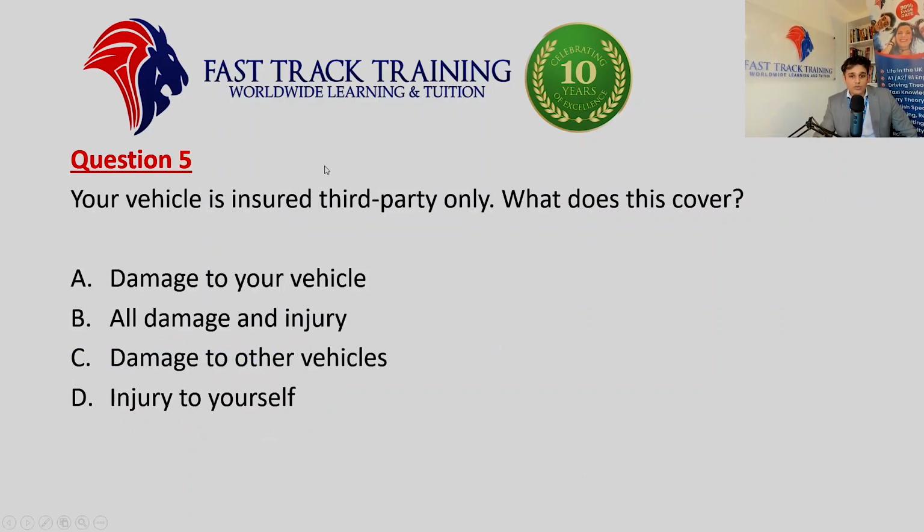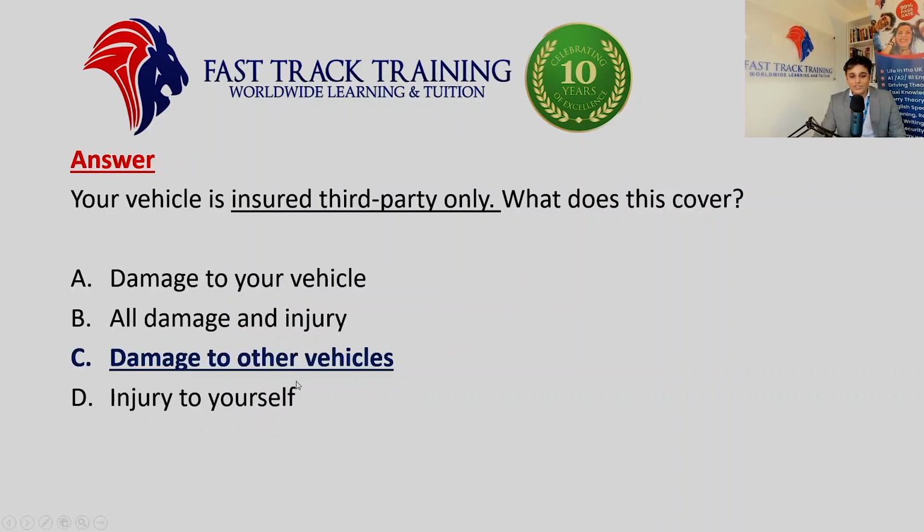Your vehicle is insured with third party only, so you've got legal minimum. What does this cover? Damage to your vehicle, all damage and injury, damage to other vehicles, or injury to yourself? So read this carefully. I gave you the answer before. Try it again. Take your time. Your vehicle is insured for third party only. What does this cover? The correct answer is damage to other vehicles. So third party is damage to others.